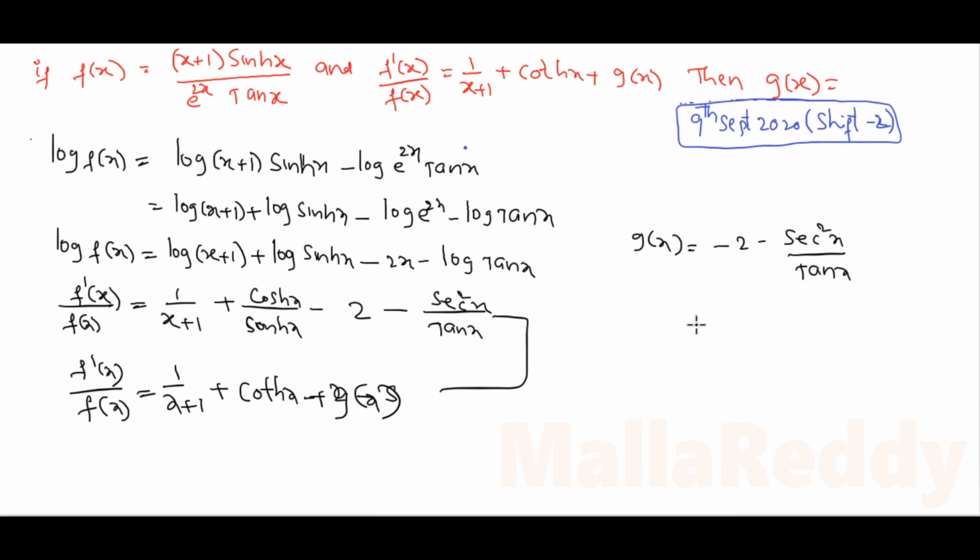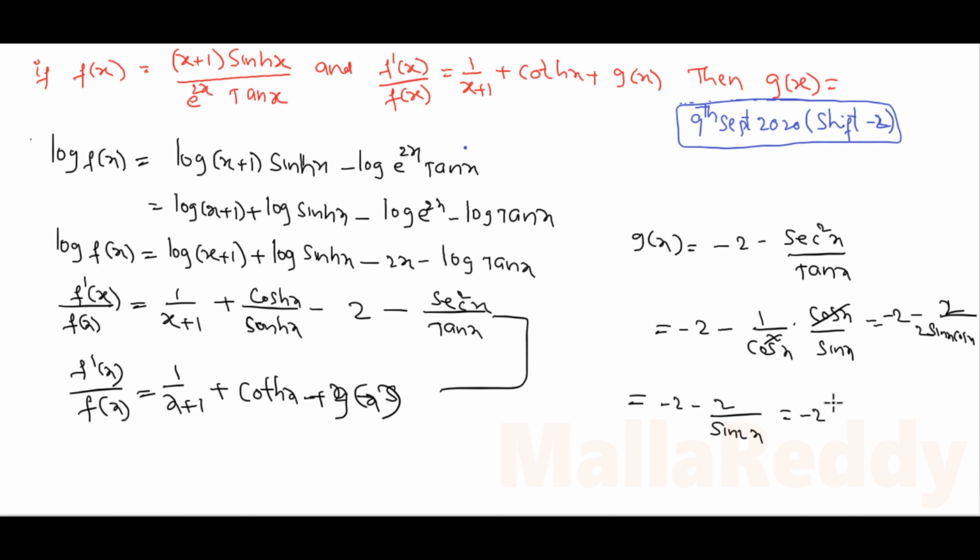That is equal to minus 2 minus secant square x, meaning 1 by cos square x, by tan x, that is cos x by sin x. One cos x cancelled, that is equal to minus 2 minus 1 by sin x into cos x. Multiplying and dividing by 2, that is equal to minus 2 by 2 sin x cos x, which is sin 2x, that is equal to minus 2 into 1 plus 1 by sin 2x, which is cosec 2x. So the value of g of x is equal to minus 2 of 1 plus cosec 2x.